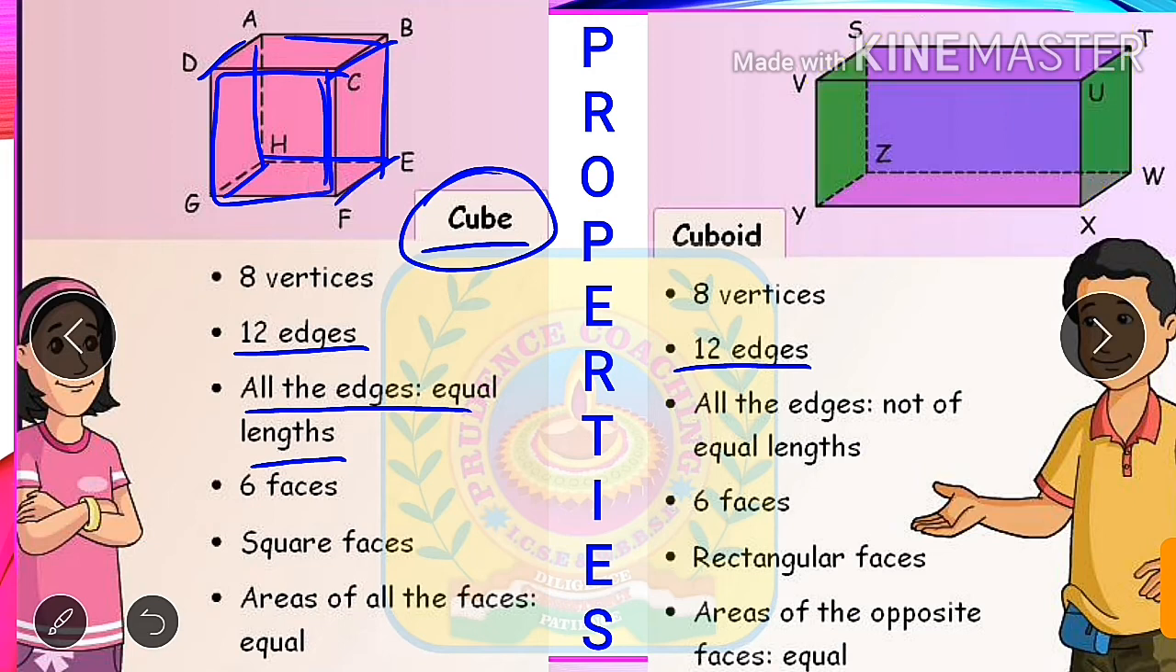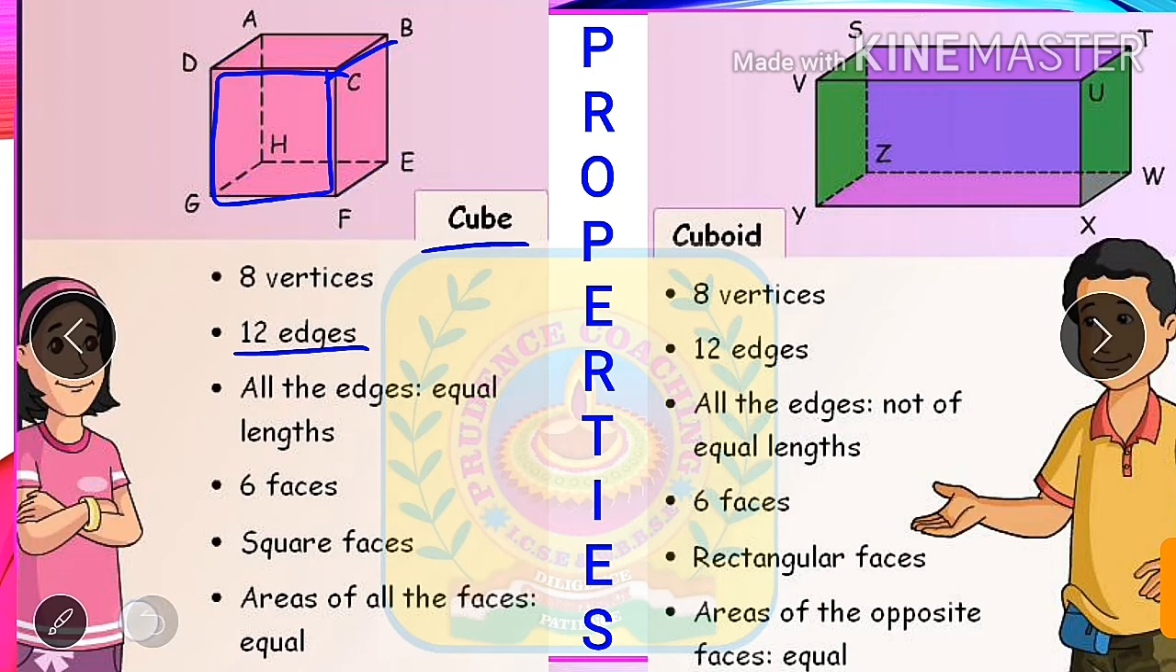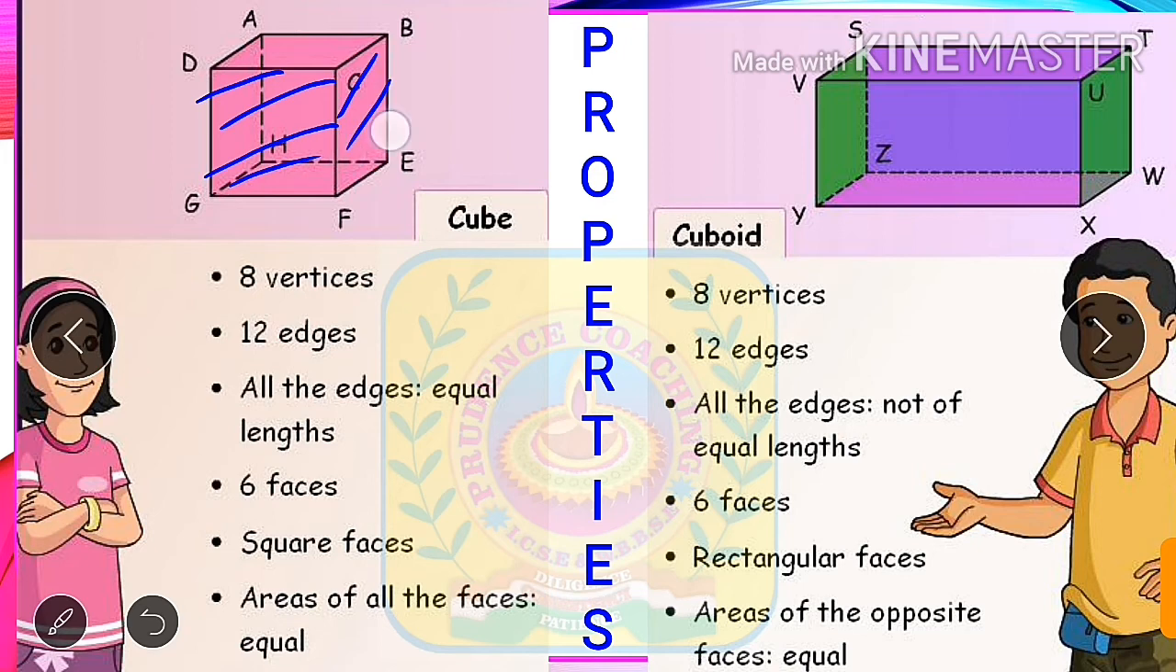But in case of cuboid, all edges are not equal. In cube we have 6 faces. Faces means, this one is one face, this one is another face, this one is another face. In the back we have another face, in the bottom we have another face, and in the left hand side we have another face.